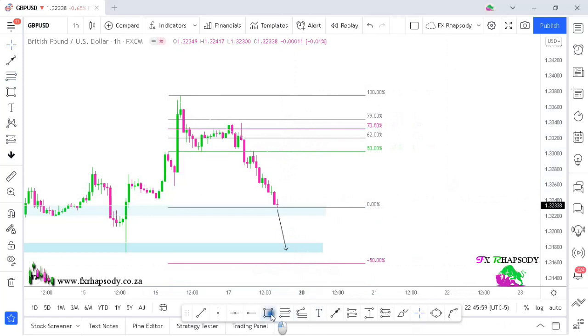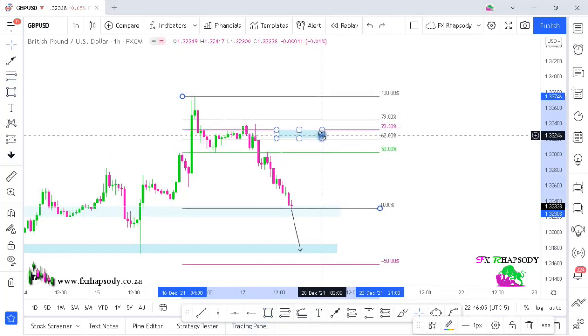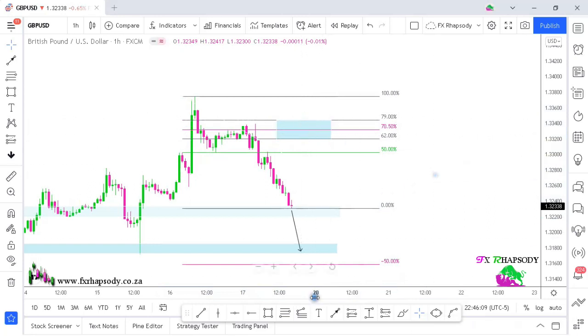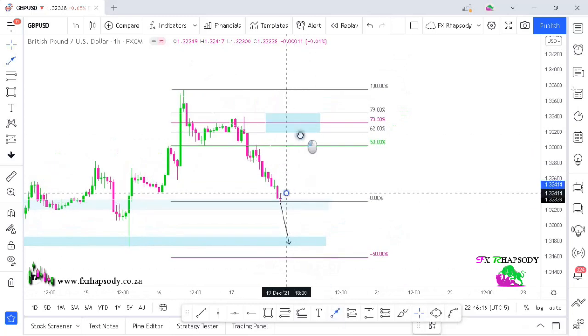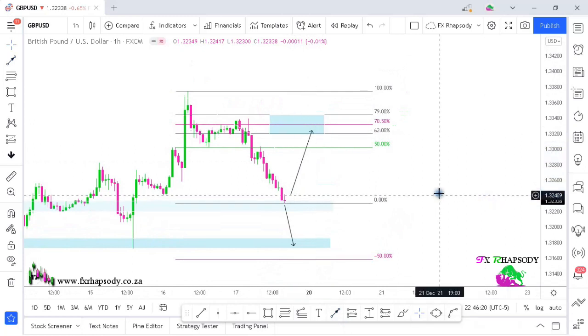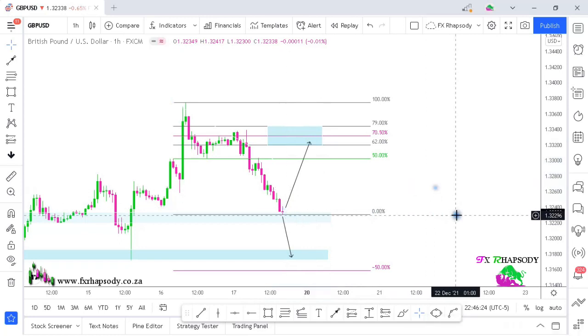This is now scenario number two for me. There we go, so that's the obvious move to the upside. That is going to be our retracement area, so I will definitely be looking at it. There's going to be the two scenarios of price moving.